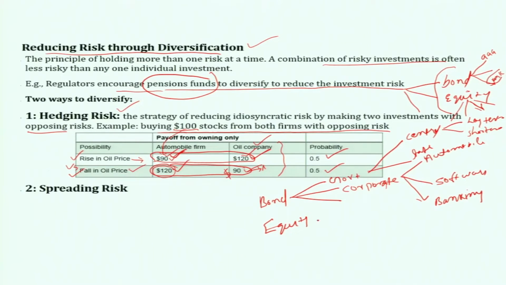In this way, similarly for equity, you make investments in seemingly unrelated firms. Through that we can spread the risk, and we can reduce the risk through proper diversification.